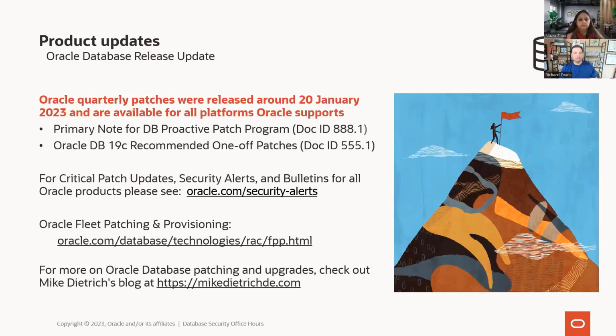oracle.com/security-alerts, or there's a couple of my Oracle support notes there on proactive patching and recommended one-off patches. If you haven't checked out Fleet Patching and Provisioning and you are a Real Application Clusters (RAC) customer, then check out Fleet Patching and Provisioning. Hopefully that can make your patching life a little easier for database and grid infrastructure. And then, as always, Mike Dietrich's blog is a great source of information on what's going on with patching on Oracle Database.